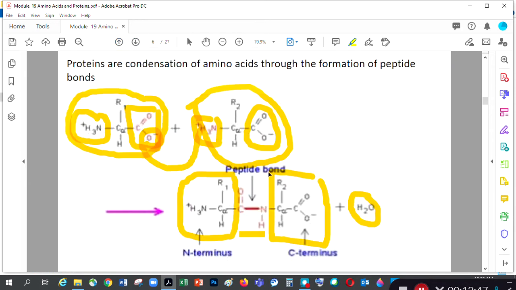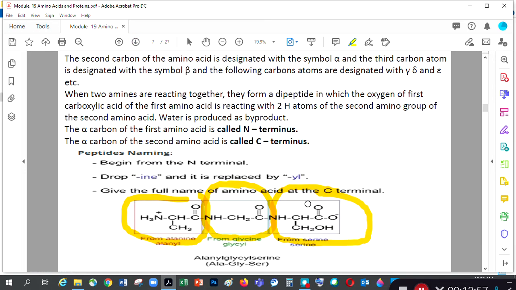So if I go back, we make the same connection between the first and second, and the third one will be the same thing. We'll make the same approach here. And now this is my nitrogen terminal, or terminus, and this will be my carbon terminus, or terminal. Terminus or terminal, it's the same thing.